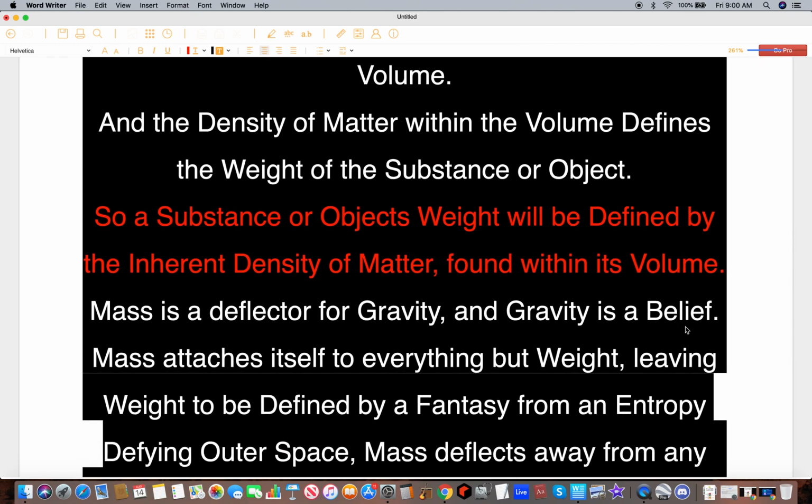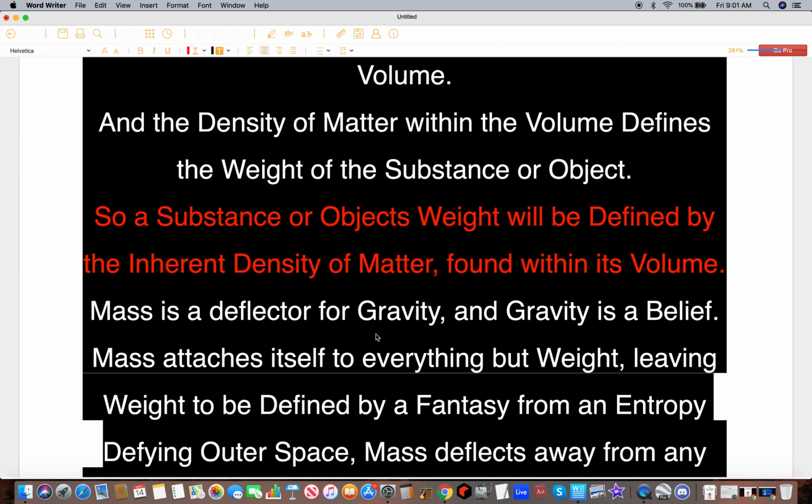Basically what that says, the part in red, is that the amount of dense matter found within the volume of an object or substance defines how heavy it will be, not a fantasy force or fantasy effect from a sky vacuum that defies entropy. Mass is a deflector for gravity. It deflects everything away from weight. It deflects away from weight constantly. So everything, it gets into everything. It has to be part of everything, but it's never part of weight.